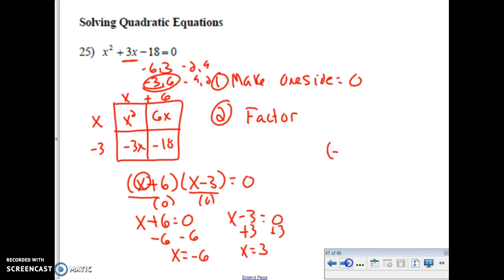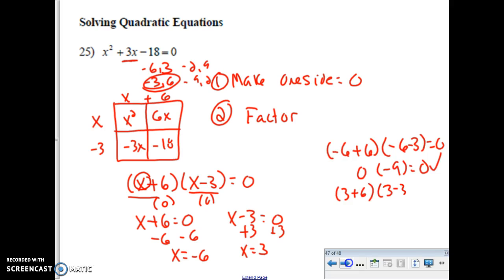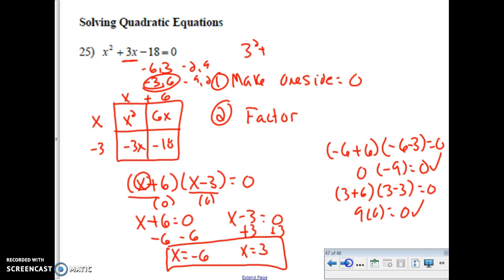So if I were to plug negative 6 in, negative 6 plus 6, negative 6 minus 3, does that get me 0? I got 0 times negative 9, which is 0, so that checks out. If I plug 3 in, 3 plus 6, and then 3 minus 3, does that equal 0? 9 times 0 equals 0, so that checks out. If I were to plug this into the original equation, just choose one of them. I'll choose the 3. If I do 3 squared plus 3 times 3 minus 18, does that equal 0? 9 plus 9 minus 18 does equal 0, so that's factorable.